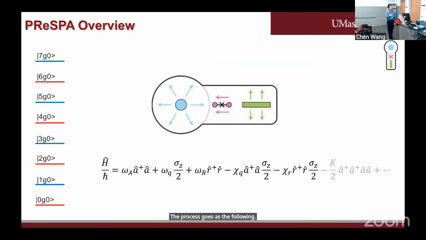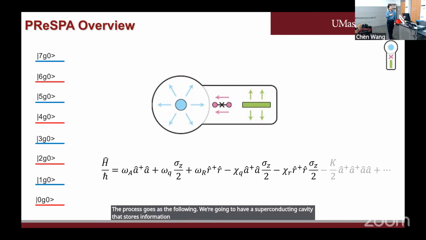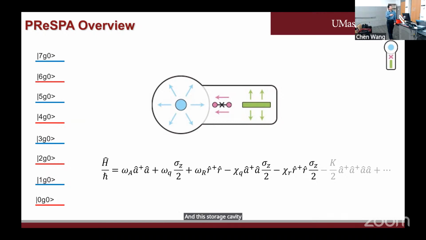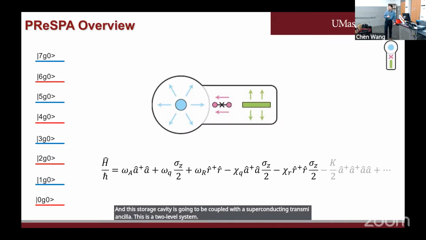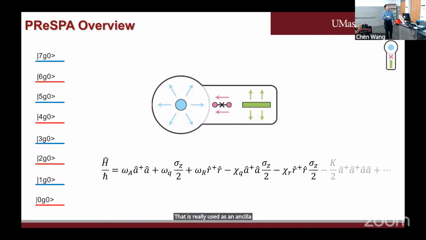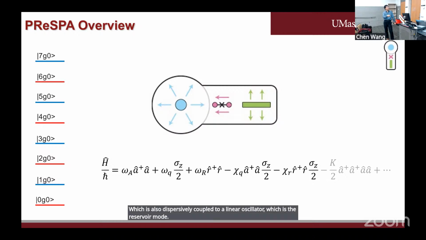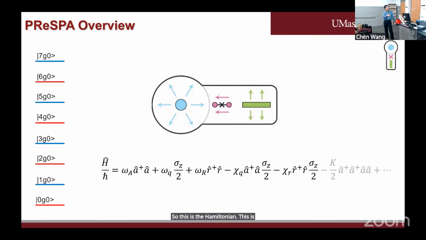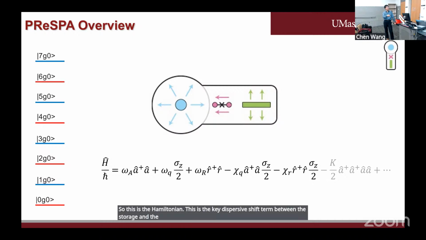We're going to have a superconducting cavity. This stores information, and the photon number is going to be represented by the first digit of the wave function. And this storage cavity is going to be coupled with a superconducting transmon ancilla. This is a two-level system that is really used as an ancilla for this error correction process, which is also dispersively coupled to a linear oscillator, which is the reservoir mode. So this is the Hamiltonian. This is the key dispersive shift term between the storage and the two-level system.